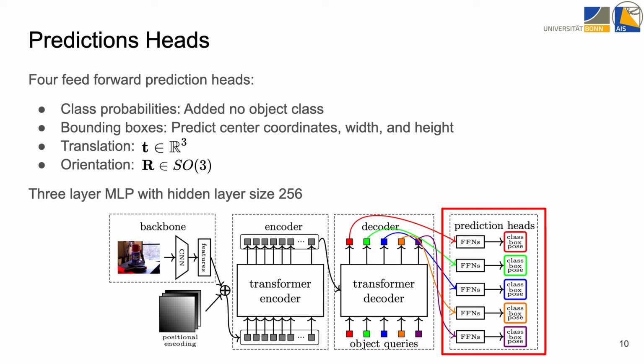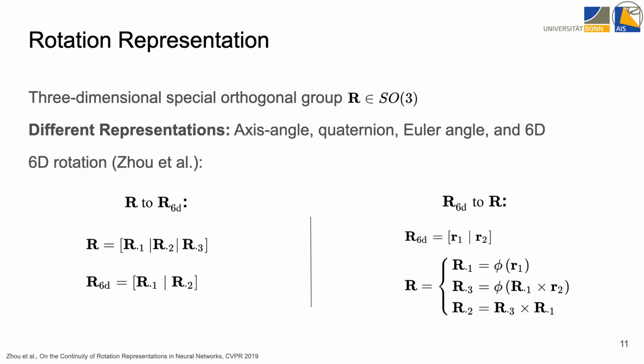There are 4 feed-forward prediction heads to predict the class probability, bounding box modeled as a center and a scale, translation, and orientation components of 6D pose independently. Each feed-forward network is a 3-layer MLP with hidden size of 256. Among the existing rotation representations, to predict the orientation, we employed the 6D continuous representation, which is the best fit for neural networks in practice due to its continuity. We compute the 6D representation based on equations provided in the slide.